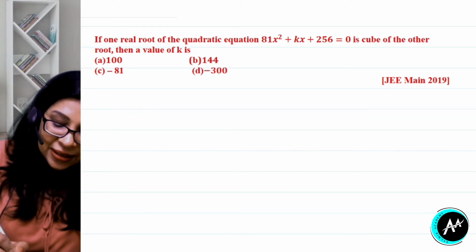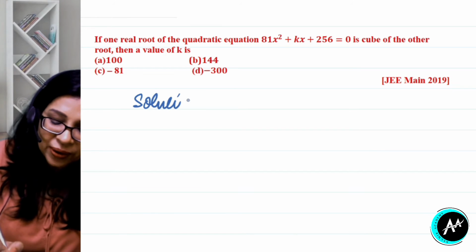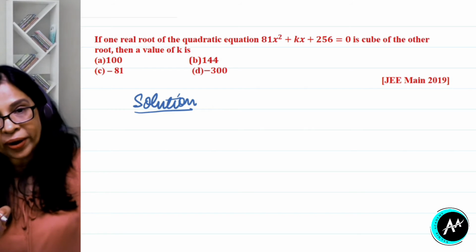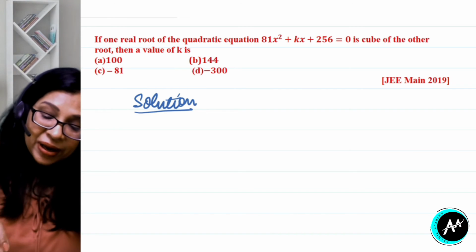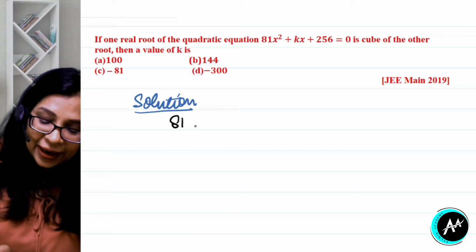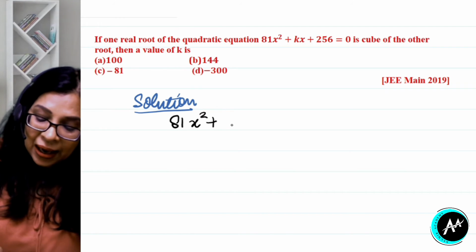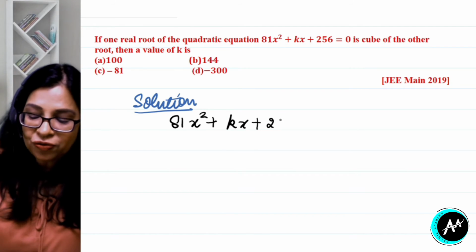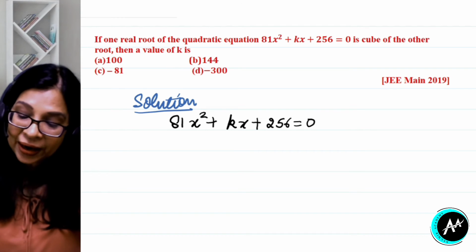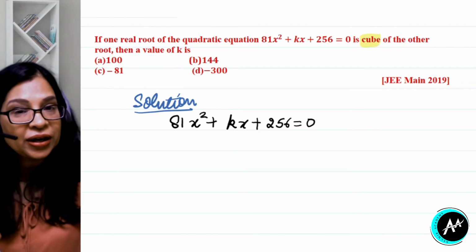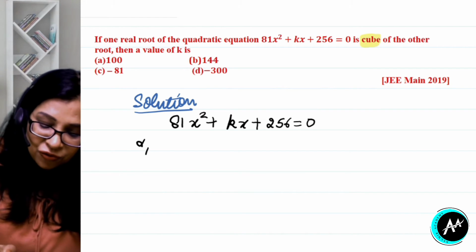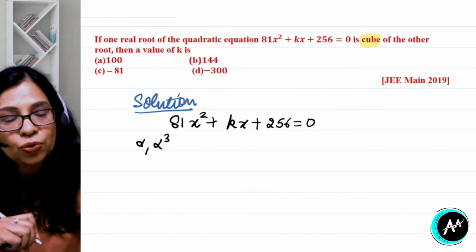Okay, so let's see the solution for this one. Now we are going to write the solution. Let me write the equation first. It is 81x square plus kx plus 256 equal to 0. Now what are they saying? That one root is cube of the other. What does it mean? It means that if one root is alpha, other will be alpha cube.